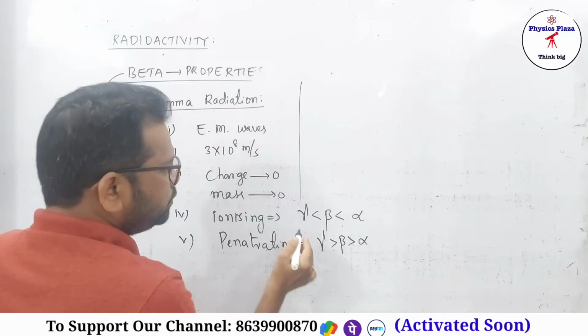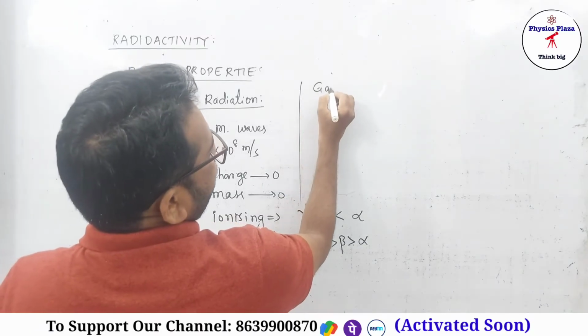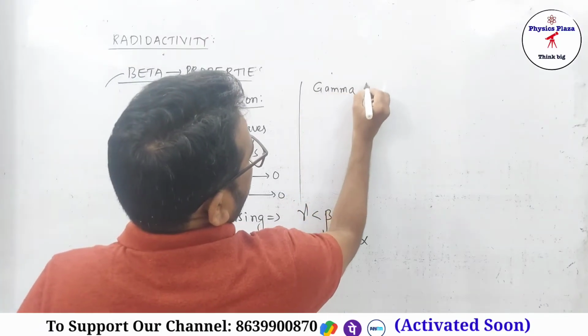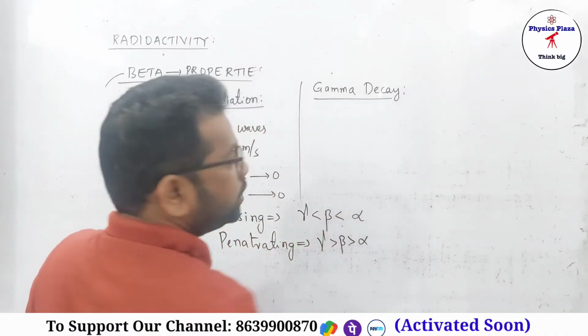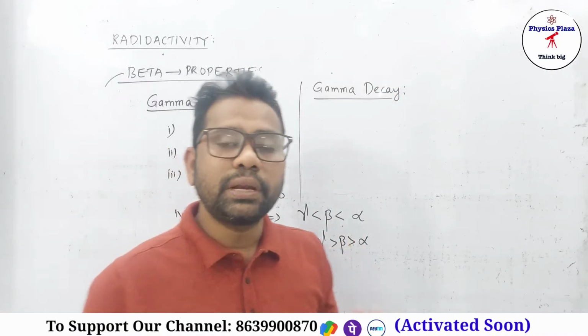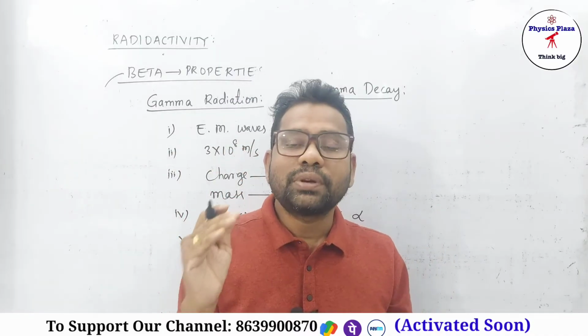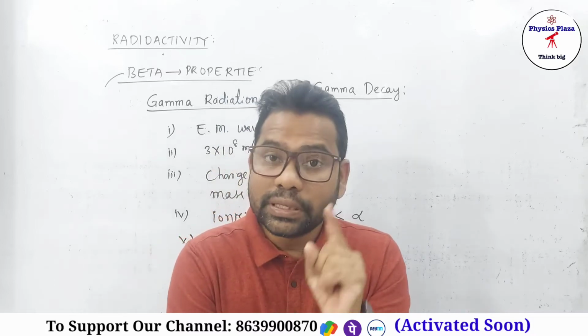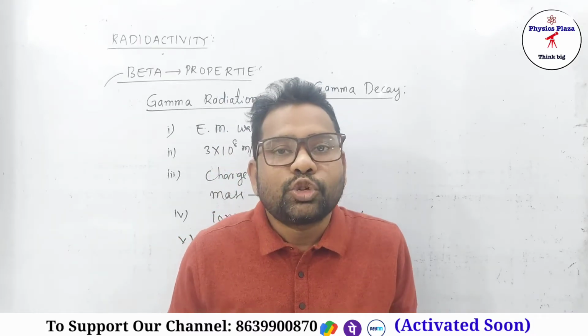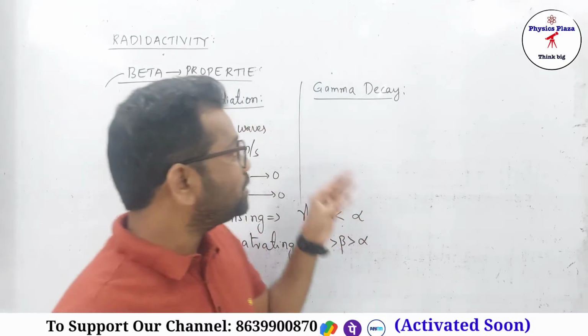Now come to the gamma decay. Children, let us recall alpha decay and beta decay. During alpha decay, atomic number is decreased by 2 and mass number is decreased by 4. Whereas during beta decay, atomic number is increased by 1 and there is no change in mass number. But come to the gamma decay, children.